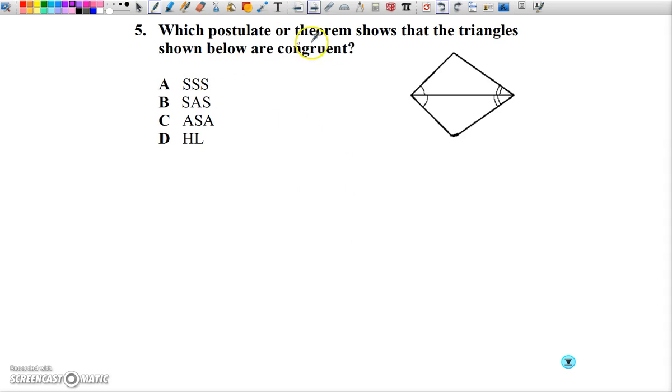Number 5, which one shows that these triangles are congruent? Well, we have two angles marked as the same, and they share this side right here. So they share a side, which would mean that is the same in both of them, which makes this angle, side, angle. So C is your answer, angle, side, angle.